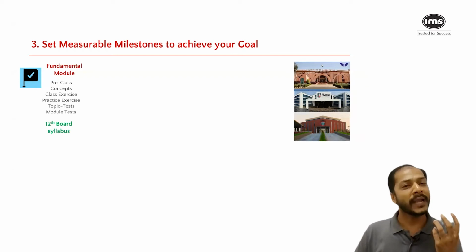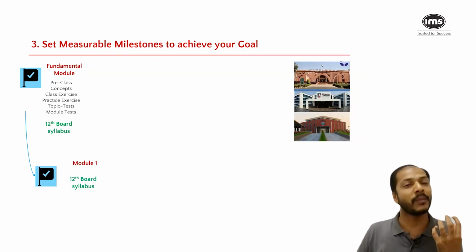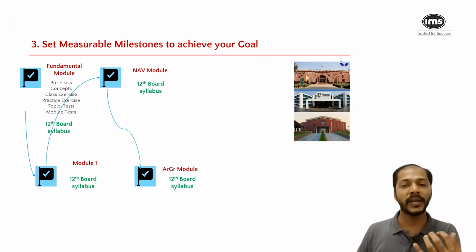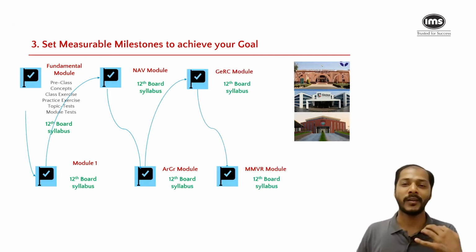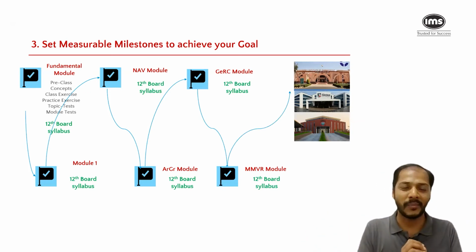For example, at IMS, the syllabus is broken up into multiple modules. So maybe your milestones could be to complete the fundamental module, then complete module 1, module 2, which is nothing but the numbers, algebra, vocab module. Then you'll complete the arithmetic and grammar module, geometry, RC module, modern maths and verbal reasoning module. And once you complete all these milestones, you believe that you will make it to your dream college.